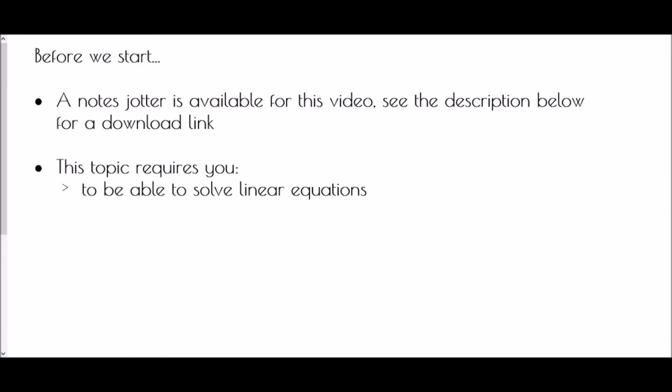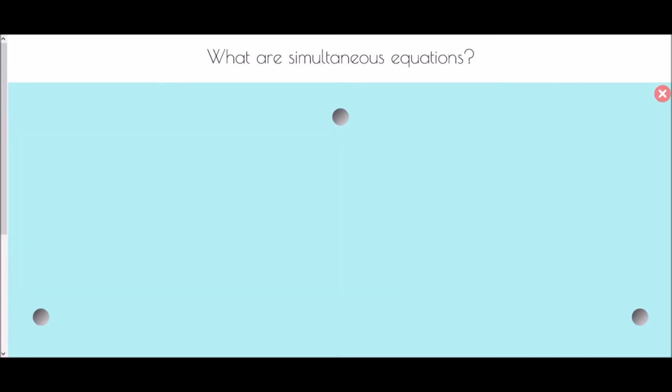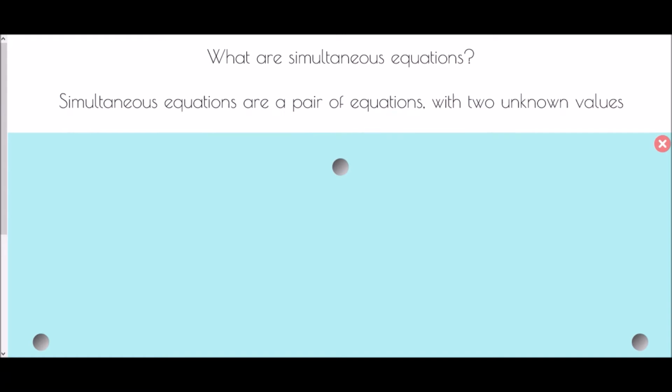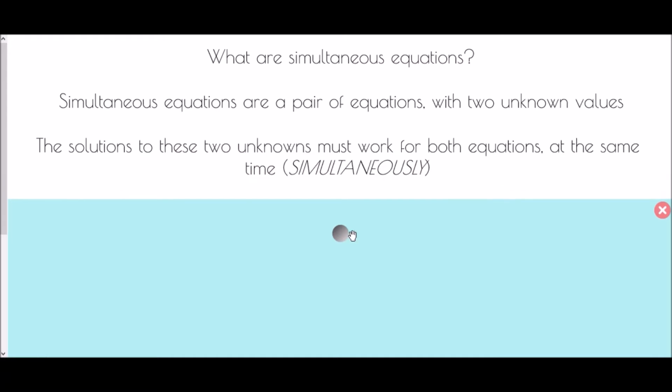So the first question has to be, what are simultaneous equations? Well, simultaneous equations are a pair of equations with two unknown values. And the solutions to these two unknowns must work for both equations at the same time, simultaneously. That is where the name comes from. They have to happen at the same time. X and Y must work in both equations.